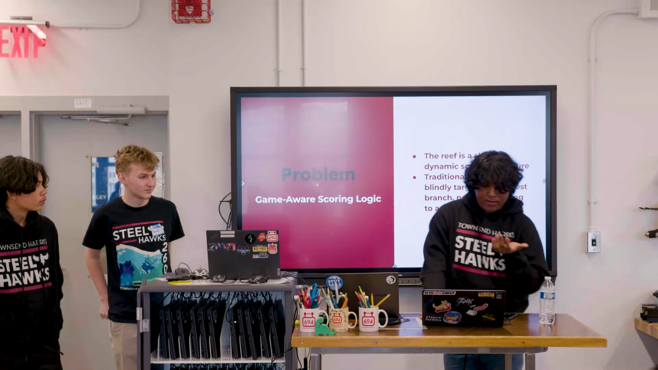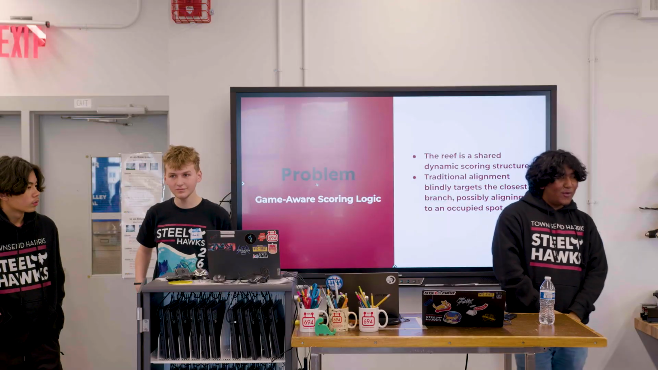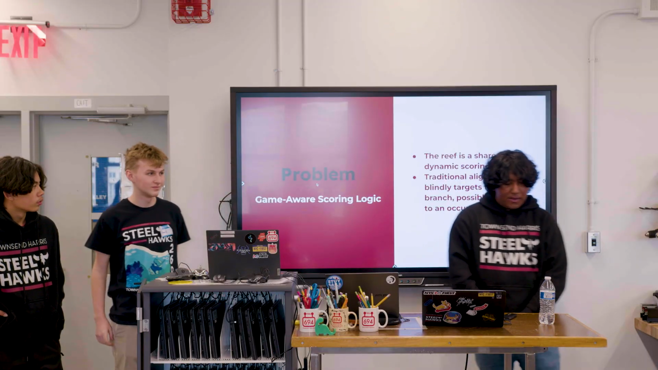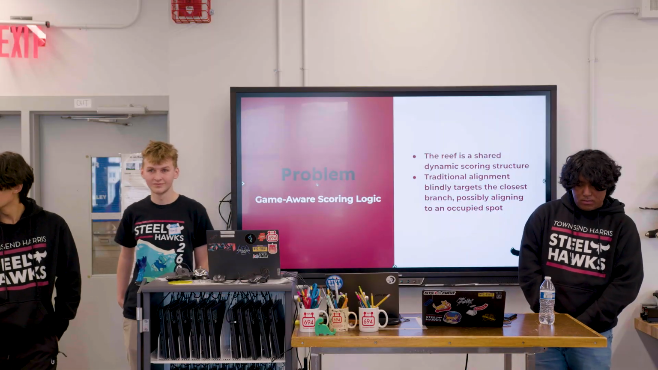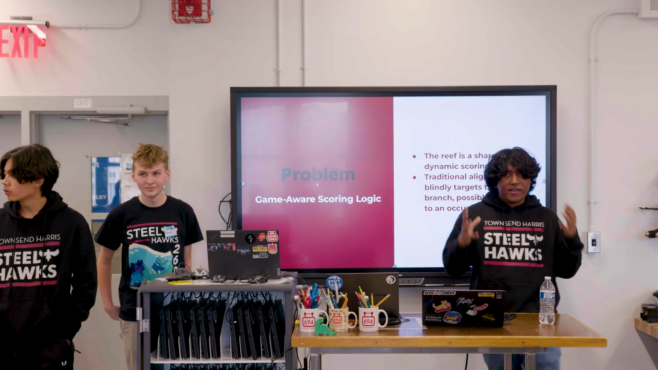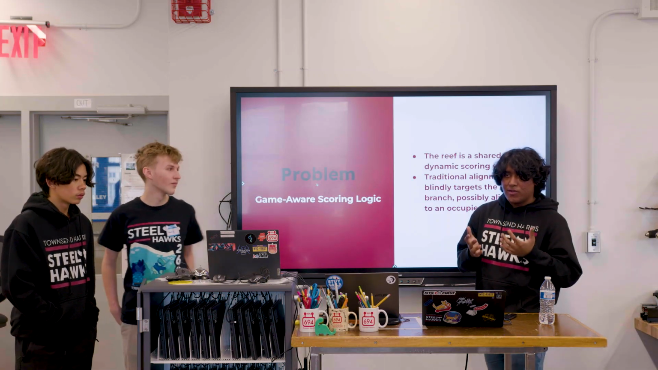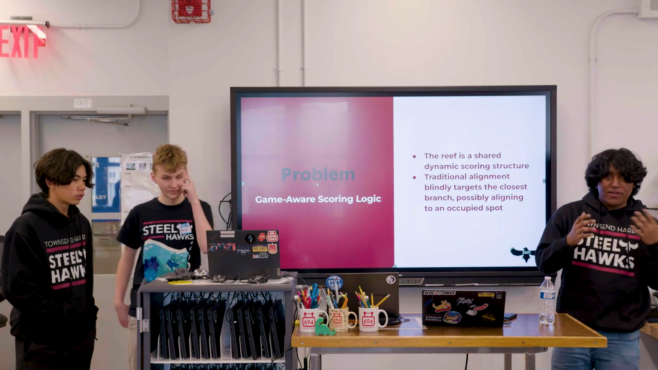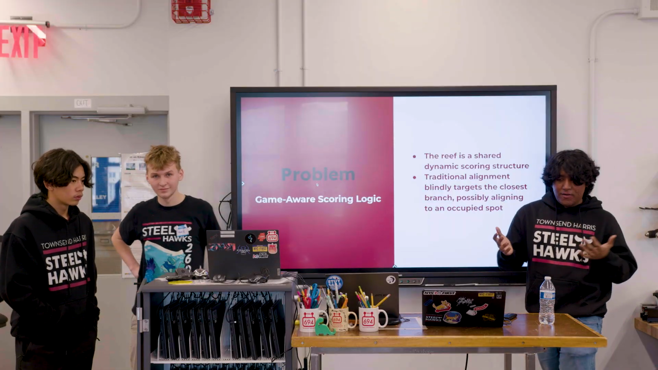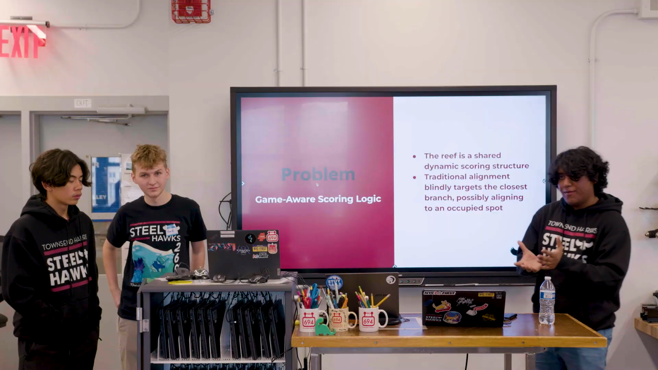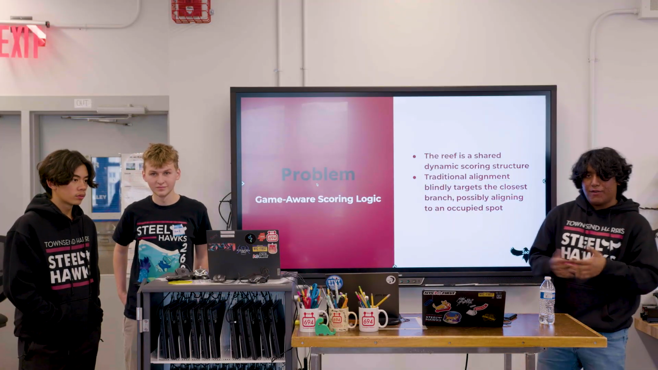I guess we do reef state. This was something that was inspired by Mechanical Advantage and RoboTigers. Their robot is aware of what's happening on the field, and that helps them because the robot intelligently knows what part of the reef is taken, what's not taken, and so on. What a lot of teams do is they just have traditional auto alignment, which goes to the closest reef, and you're basically just wasting time because that reef could be taken.